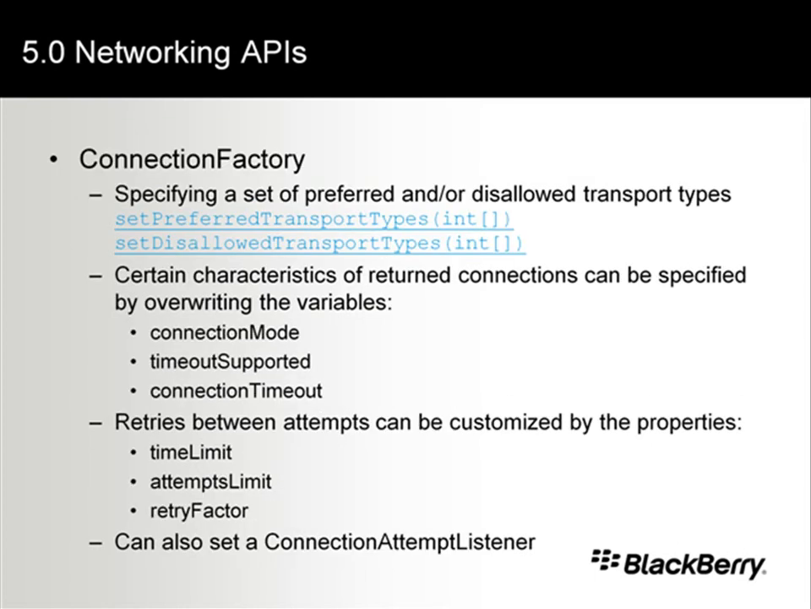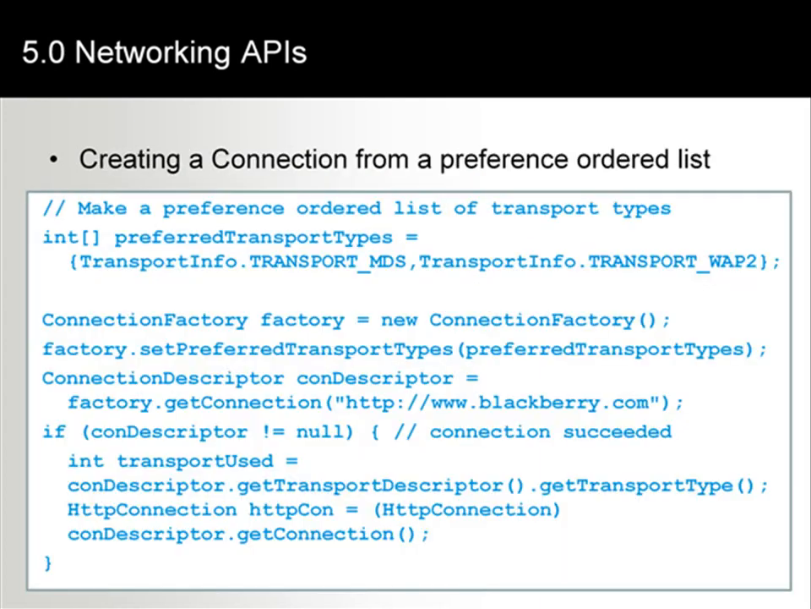Additionally, the Connection Factory class provides many features to make setting up network connections easier. Developers can provide a prioritized list of preferred or disallowed transport types, specify connection timeout settings for WAP, BlackBerry MDS, and BlackBerry Internet Service transport types, and also enable and listen for connection retry attempts. In this example, it shows how to make a connection from a preference ordered list using the Connection Factory class and the networking APIs from 5.0.